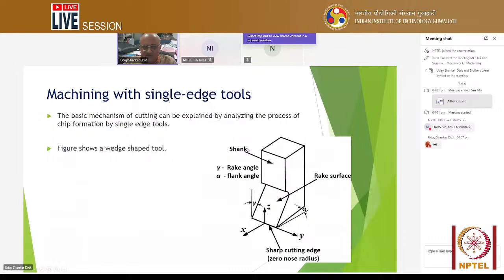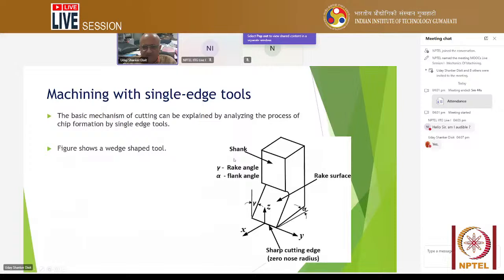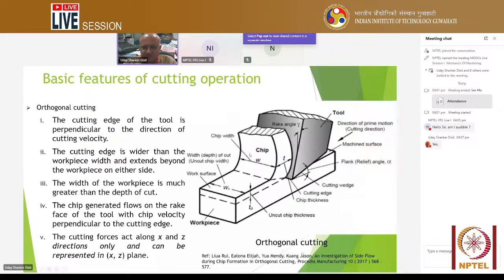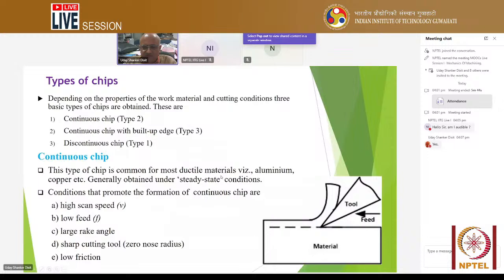We talked about the concept of generatrix and directrix. Okay, that means then machining with single edge tools. So we are telling the important angles like rake angle and then flank angle. And this is orthogonal cutting. And we talked about oblique cutting also.